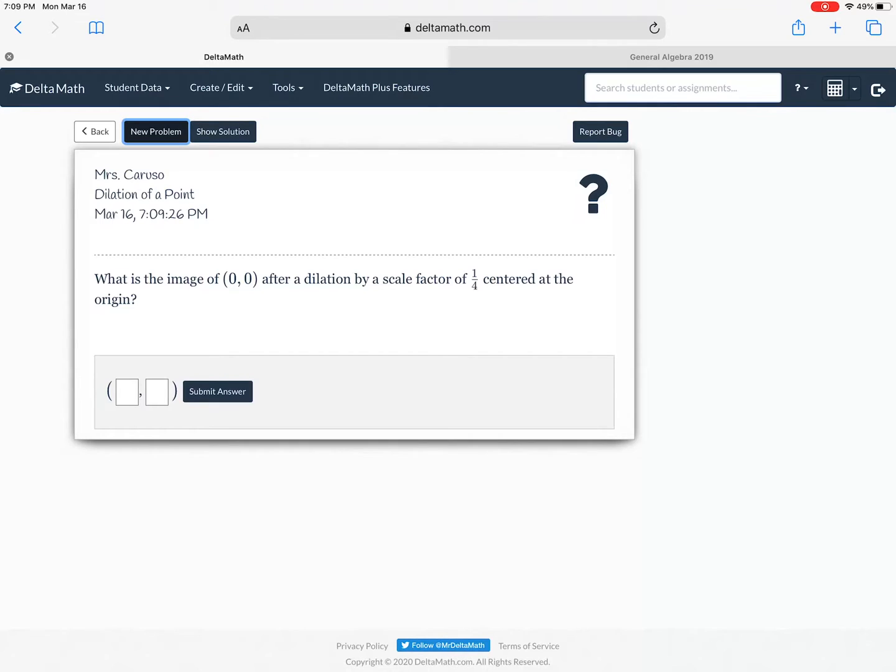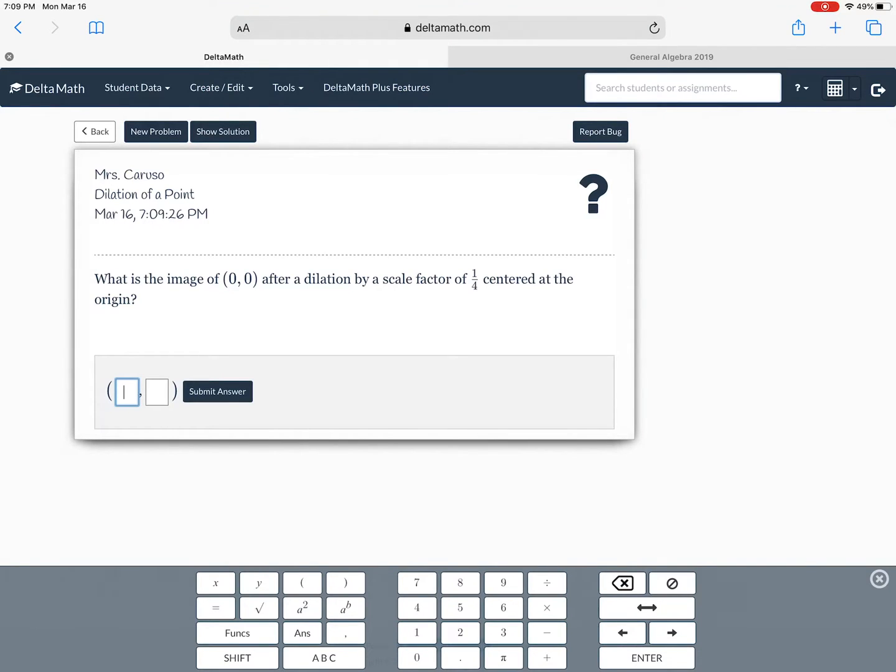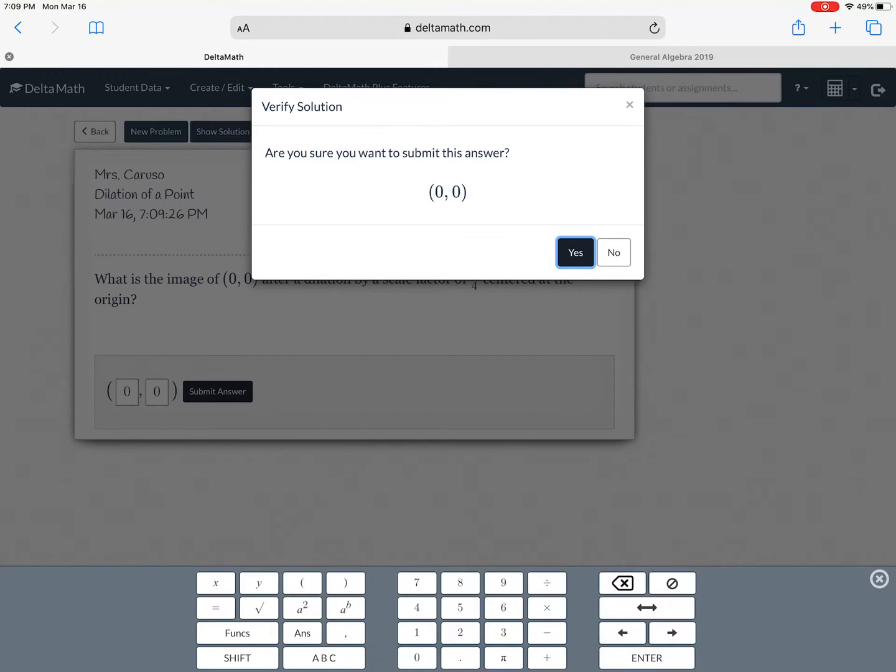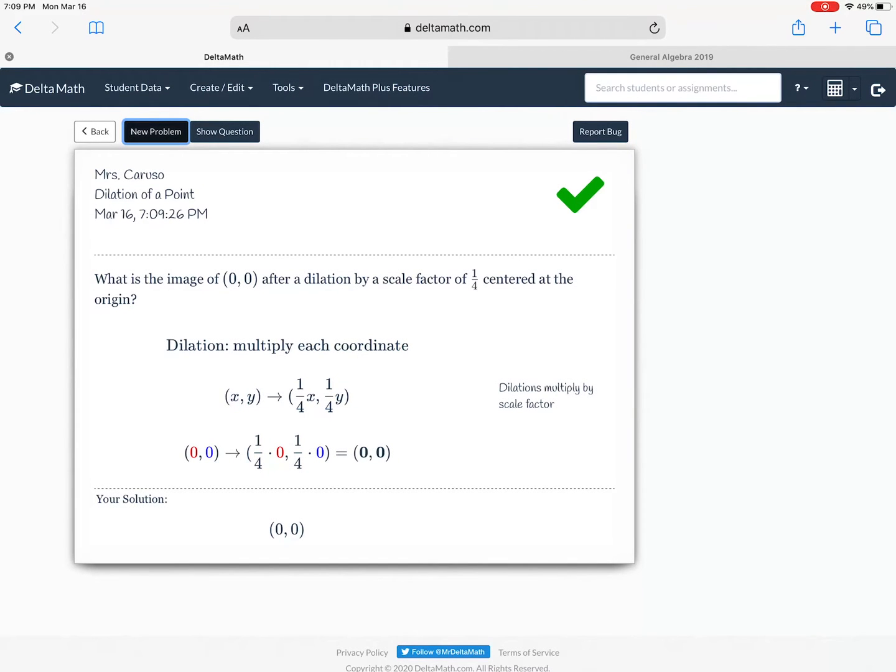The scale factor is 1/4. That means it's going to shrink it down. Except that the points are (0, 0). And what happens if you multiply or divide with 0? You wind up with a 0. So this is like an easy one. (0, 0). Any number times or divided by 0 is going to be 0. Submitting. Yay. Let's hopefully get a harder problem.